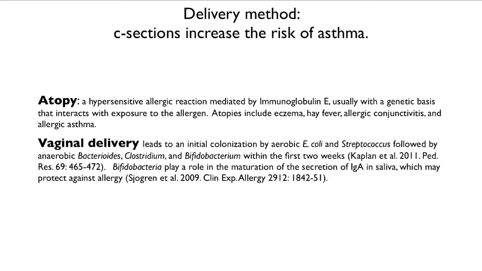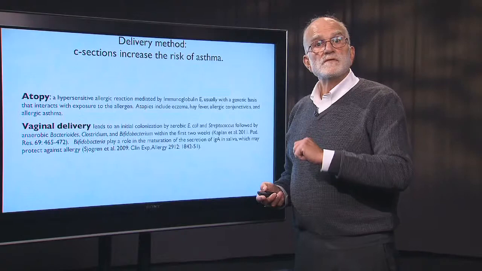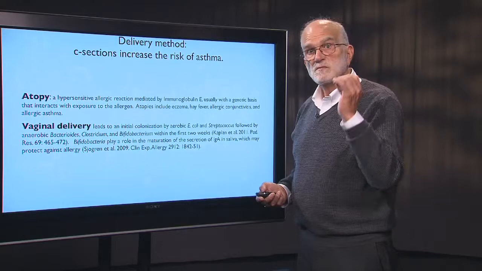If delivery is vaginal, then there is an initial colonization by E. coli and Streptococcus, followed by a whole series of other bacteria, including Bifidobacterium. And Bifidobacteria stimulate the maturation of secretion of immunoglobulin A in saliva, and that may protect against allergy. If you wonder how that happens, just imagine the infant has broken through its amniotic sac. It is being squeezed out of the uterus down the delivery canal. Its mouth is scraping against the wall of its mother's vagina. And as it comes out, it is centimeters away from her anus. And all of that area is well colonized by bacteria, and it only takes a small inoculum to seed the infant gut.